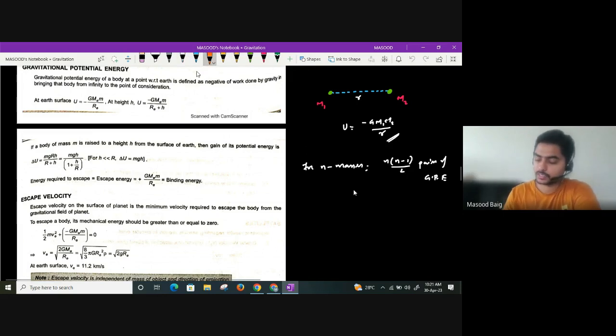Right? And suppose there are 4 masses. How many pairs are you going to have, guys? You will have 6 pairs of gravitational potential energy: 4 into 4 minus 1 by 2, just 12 by 2, you'll get 6 pairs. What are those pairs, if they ask? Now, the first mass will form a pair with 2.